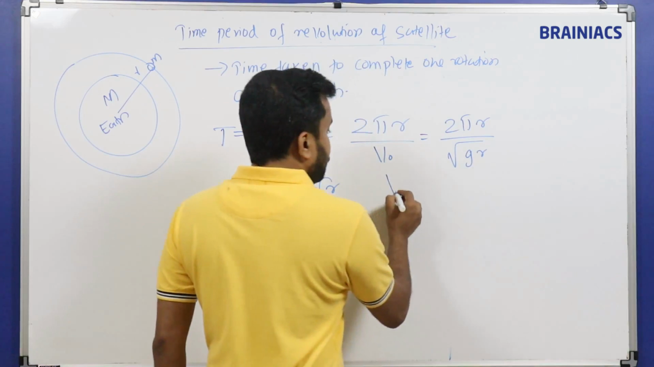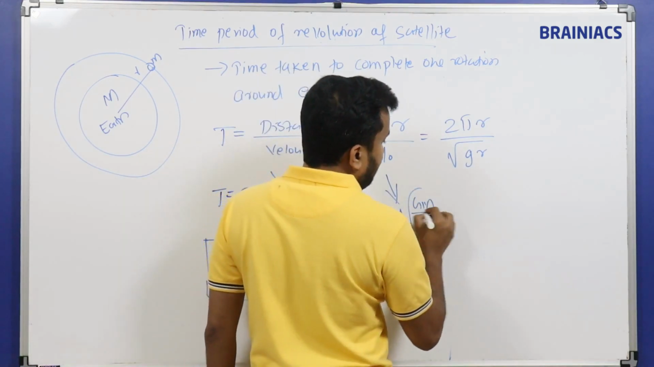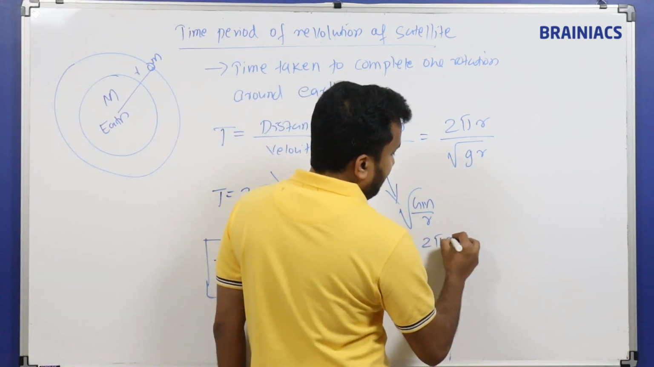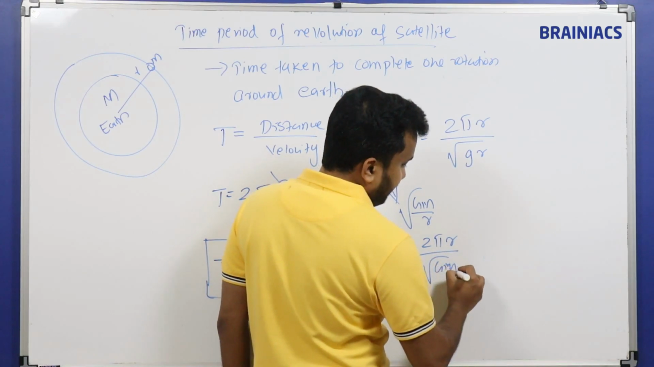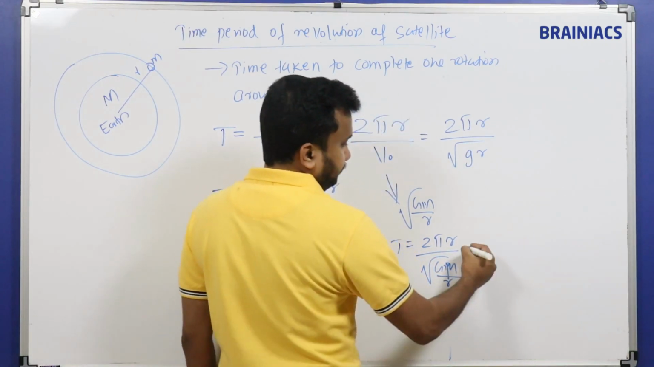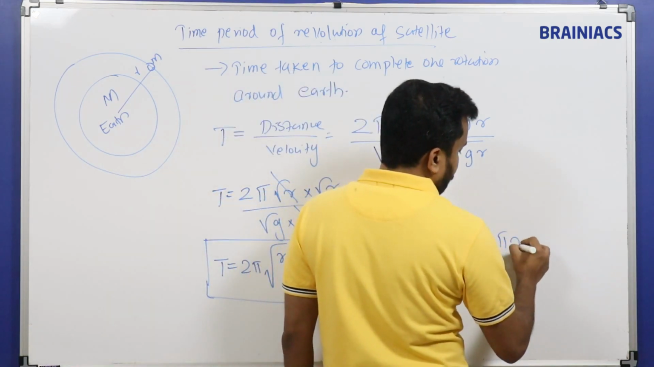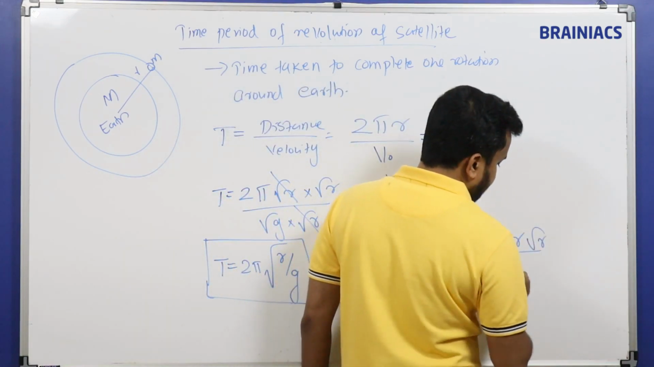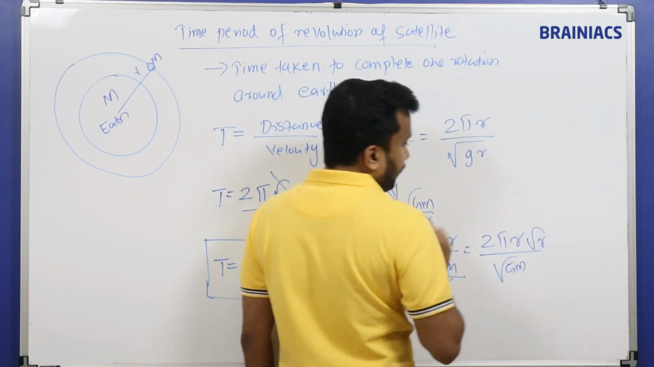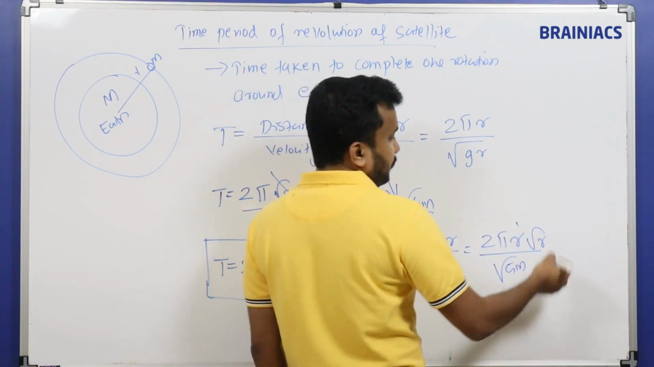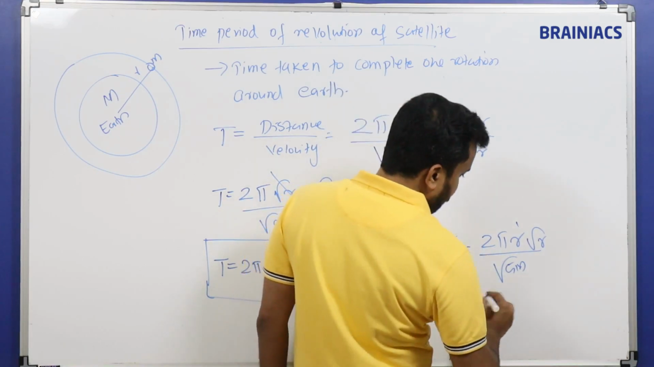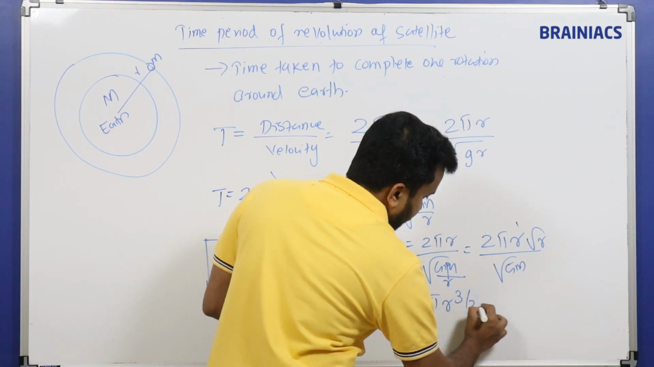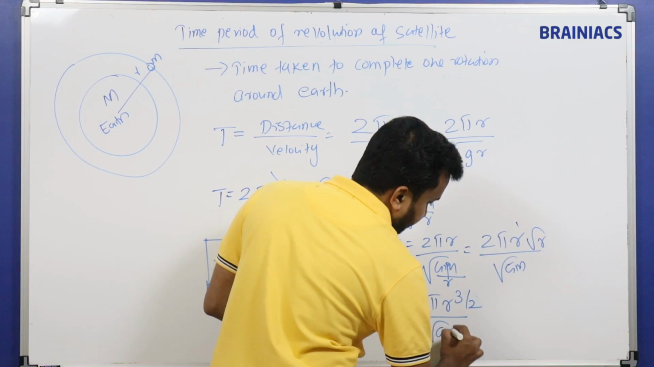Instead of that, you can also use root of GM by r. This is also fine to use. If you use this equation, sir, what will you get? 2 pi r into root of r divided by GM. Okay, so what you will get? 2 pi into r, this root r will go to the numerator, root r divided by root GM. Root r means power 1 by 2. So T is equal to 2 pi into r raised to 3 by 2 divided by root of GM.